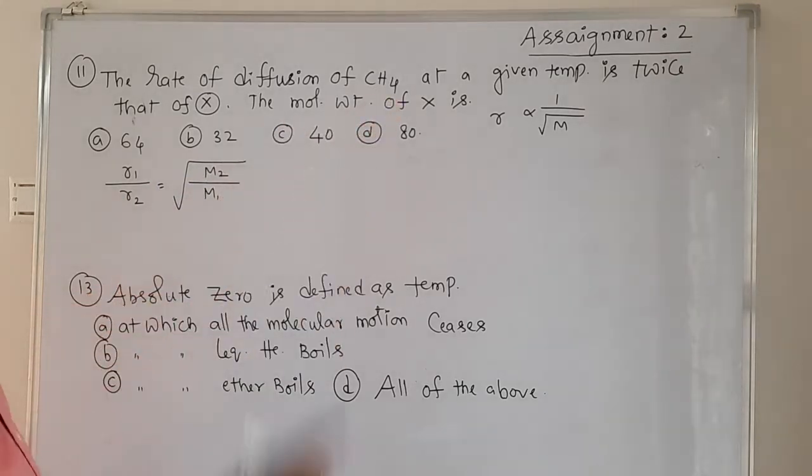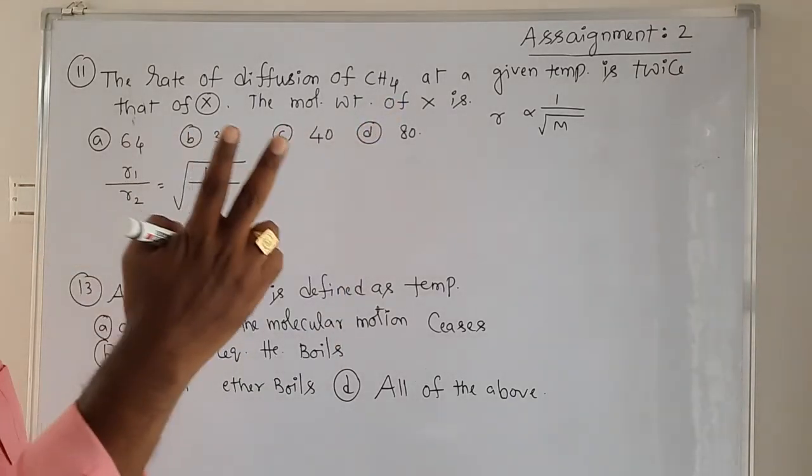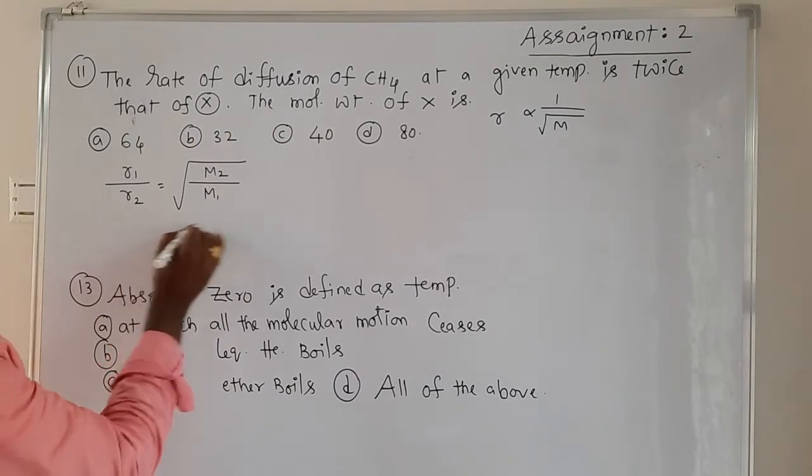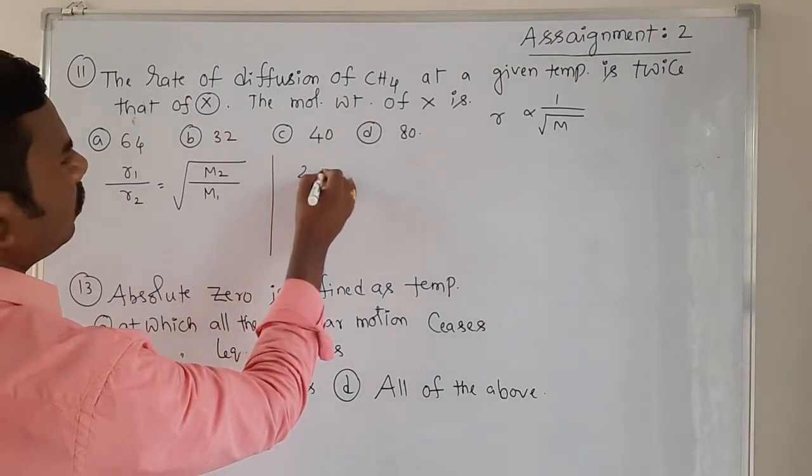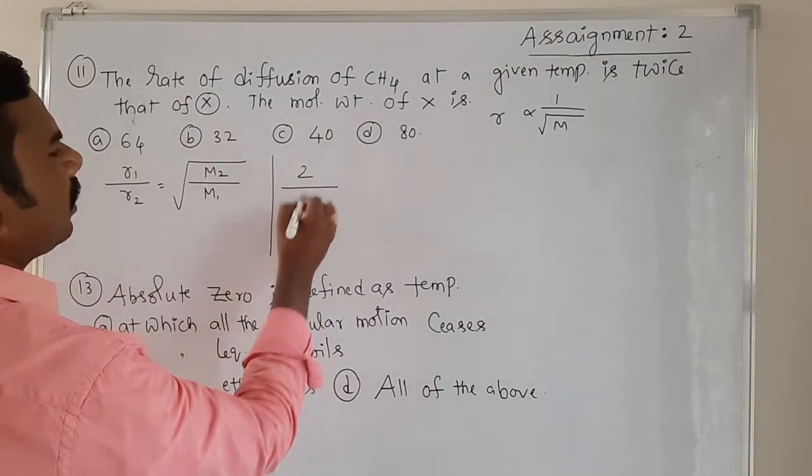Rate of diffusion of methane is twice. Methane diffusion is 2 times. That's why R1 will be how many times? 2 by 1. It is R.